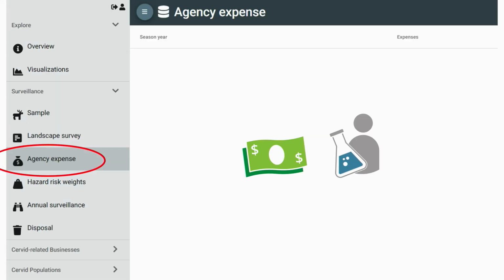The agency expense collection describes costs including testing, sample collection, outreach materials, staff, transportation, and shipping. These records can be used in the warehouse to determine the most efficient and effective use of agency resources.